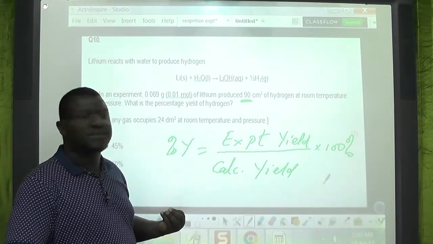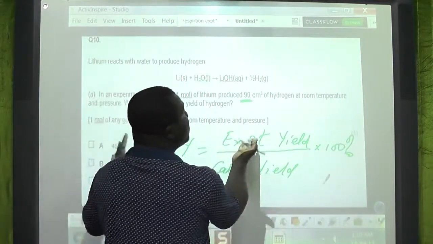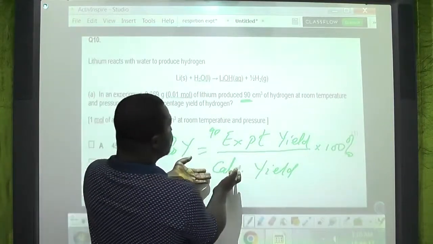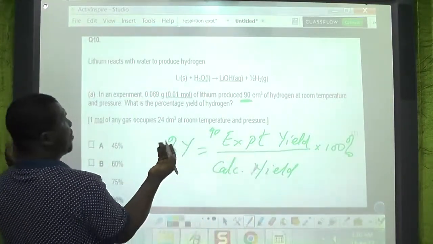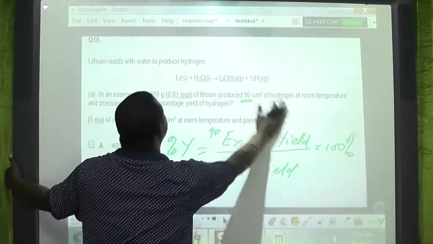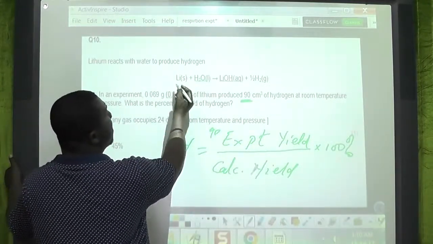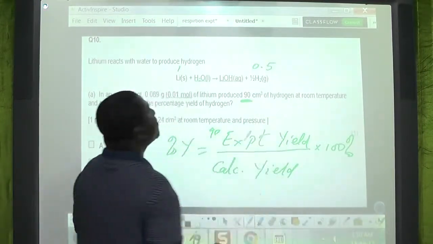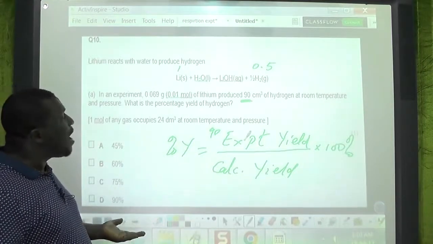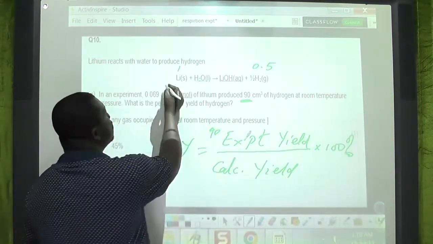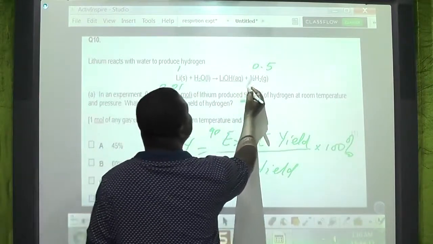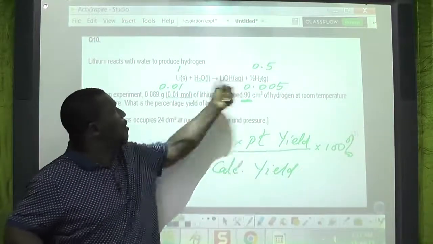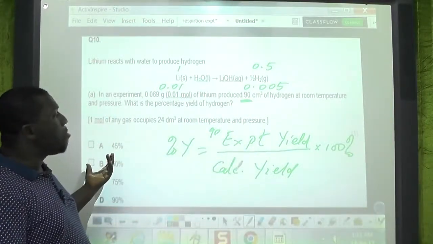You cannot get it. Now, from our experiment, we got 90 cm cube. What are we going to get from our calculated? Calculated will be easy, because before we started the experiment we were given the mole of lithium, and we know the ratio here is 1 to half. We're only interested in lithium and hydrogen, so it's 1 to half. Whatever mole we get for lithium, which is 0.01, we are going to get 0.005 of hydrogen, because it's half of it. We divide this by 2 and we get this.